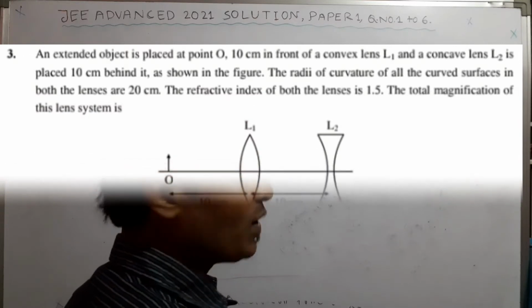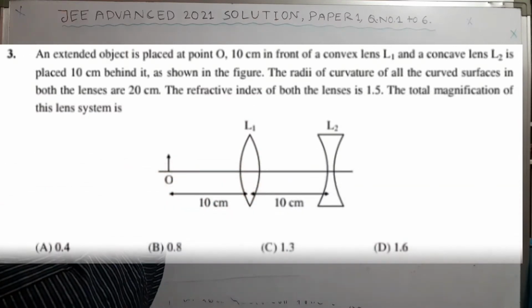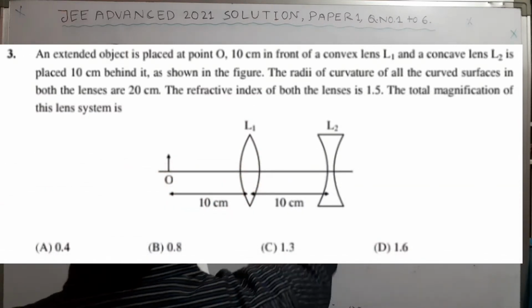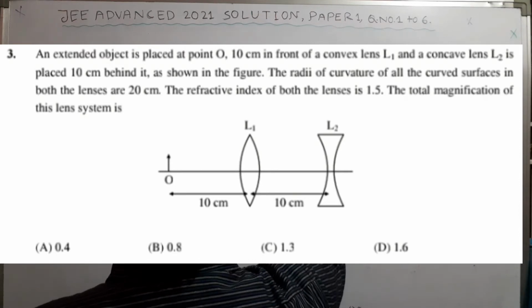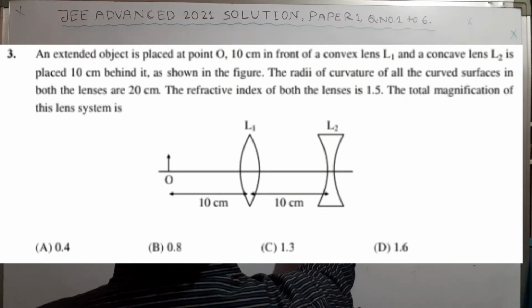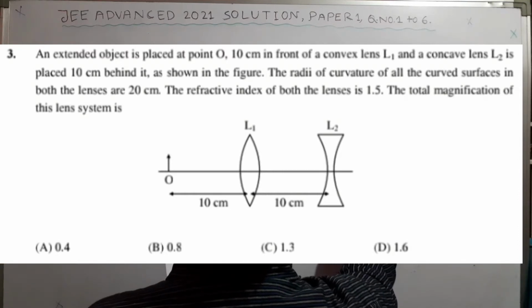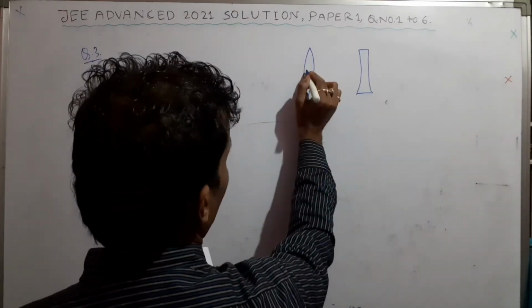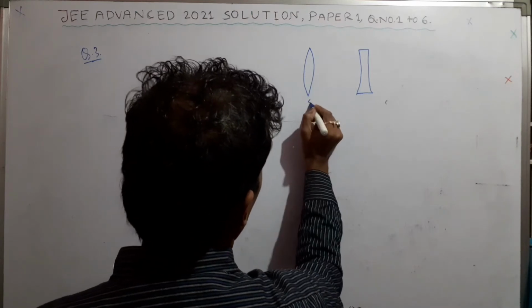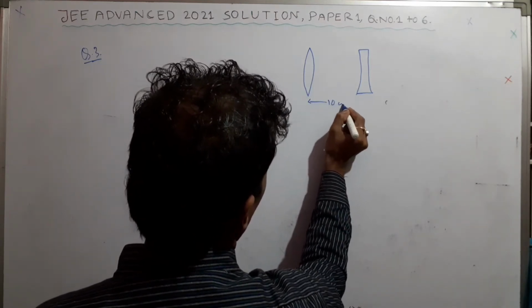So this question 3 is a problem of the combination of two lenses, and you are asked to find the magnification. Okay, this is a concave lens, this is a convex lens, this is a concave lens, and the gap between the lenses is 2 centimeter.